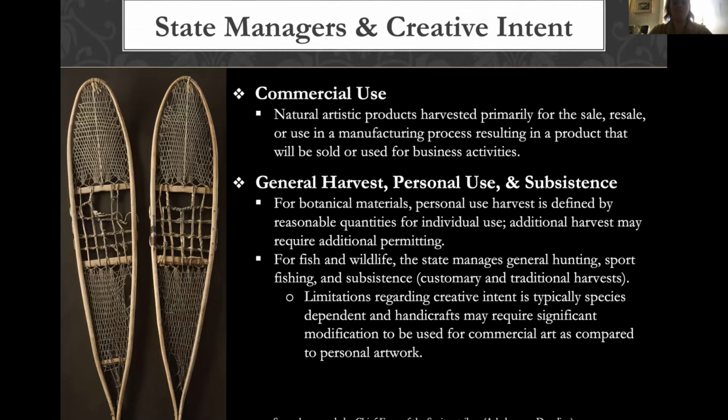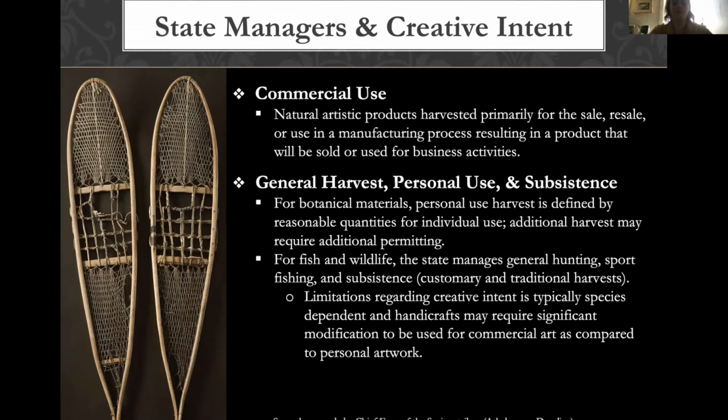So for botanical materials, personal use harvest is defined by reasonable quantities for individual use. Additional harvests may require additional permitting and such, but it's based on the quantity and what's going on in that area for individual personal use.